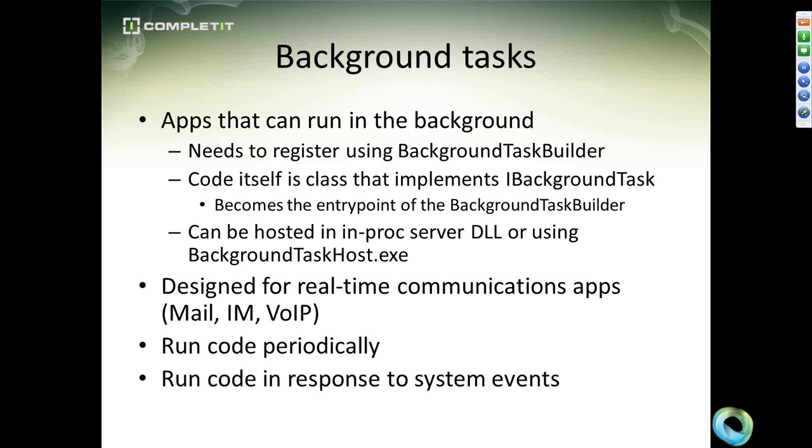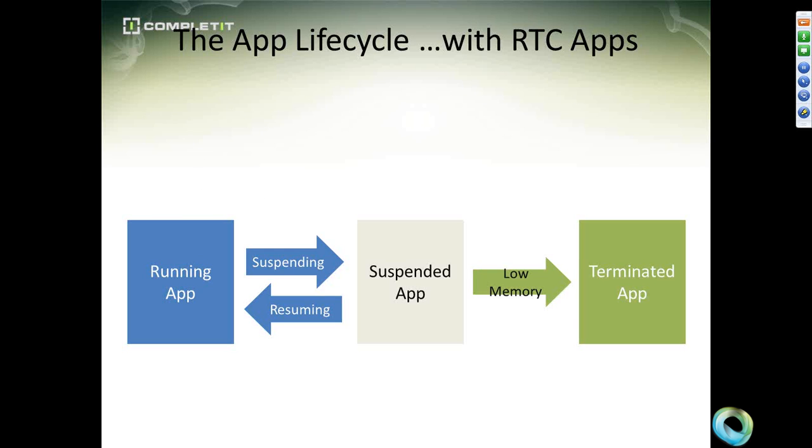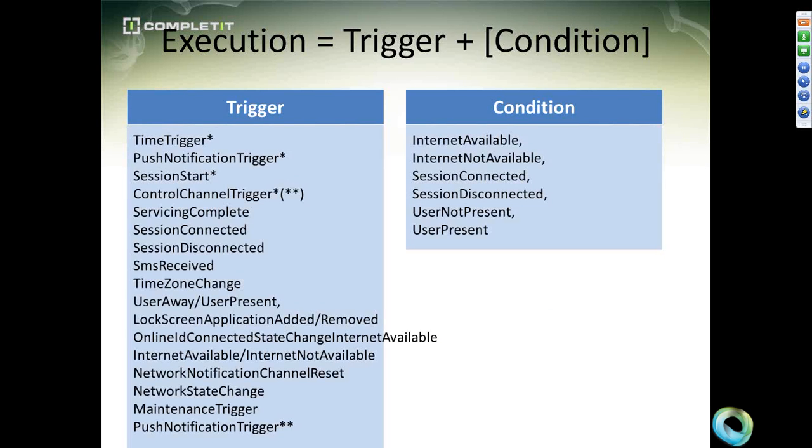So this code can run periodically. Most of the time, it will run in response to system events, and it allows you to write code that will run when your application is not a foreground application. So in terms of the application lifecycle, this is your regular lifecycle. You can be the running app, you can be suspended, and at some point you may get terminated, but your background task will execute anyway in the background. It can run whatever the state of the main application is. Now, how does the background task actually get executed?